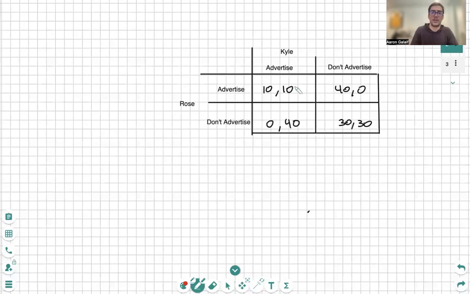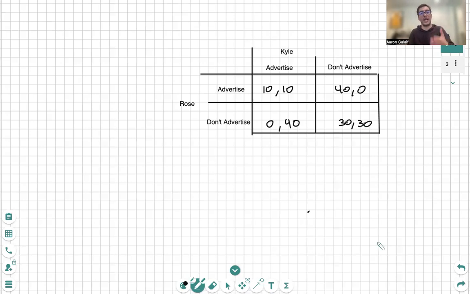Right away, the options for Kyle are to advertise or to not advertise. Rose's options are also advertise and not advertise. And this is how much profit will change based off of that. Profit will increase by 10 for both if they both advertise, 40 for Rose, 0 for Kyle if Kyle doesn't advertise and Rose advertises. If Rose doesn't advertise and Kyle advertises, Kyle gets the 40 increase, Rose gets none. And if they both don't advertise, they finish with a 30 each.